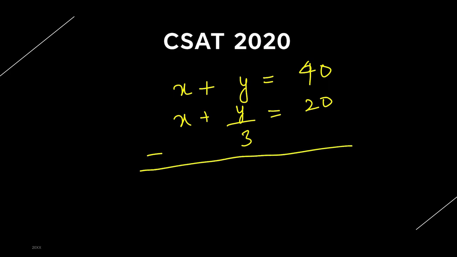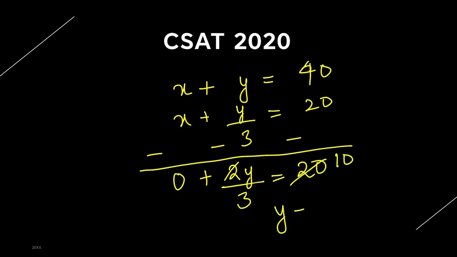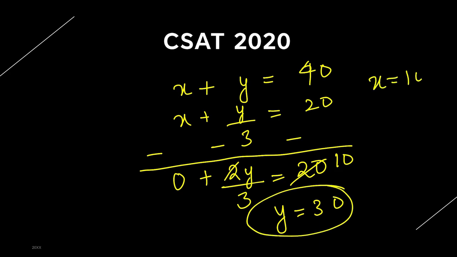How to solve this equation? Subtract. x minus x is 0. y minus y by 3 is 2y by 3. And 40 minus 20 is 20. Right? This gives y by 3 is 10, so y is 30. If y is 30, x is 10. You can check. So, the empty vessel is 10 kgs.